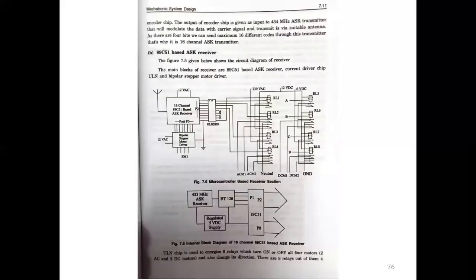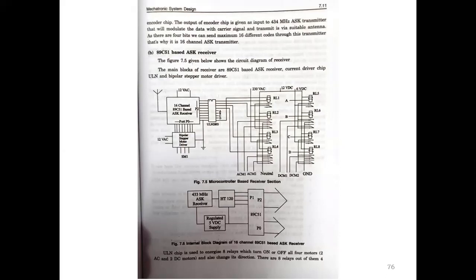The output of the encoder chip is given as input to the 434 megahertz ASK transmitter, which will modulate the data with the carrier signal and transmit it via a suitable antenna. As there are 4 bits, we can send a maximum of 16 different codes through this transmitter. That's why it is a 16 channel ASK transmitter. This is the transmitter side.